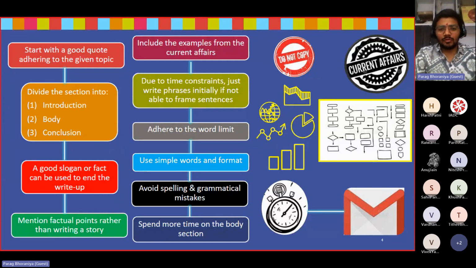So let us go through all the points mentioned on this slide. First, we'll discuss content writing and then we'll discuss presentation. The first point, as you can see, is to start with a good quote adhering to the given topic. Before that, I would like to mention that content writing is not like the company will ask you to write content and submit it later on. No, you will be asked to write on a random topic given by them within a specific limit of time, let's say 20 minutes. You will be given 20 minutes, and the topic will be given before the timer starts. You just have to write within that 20 minutes.